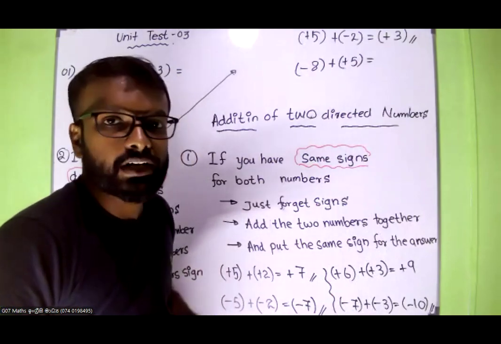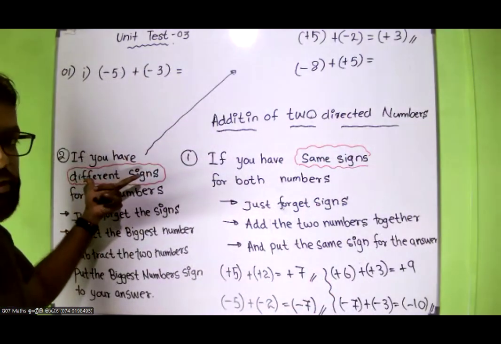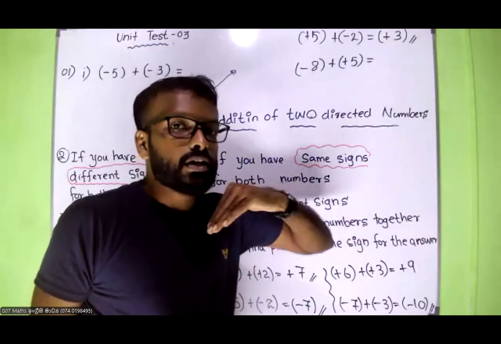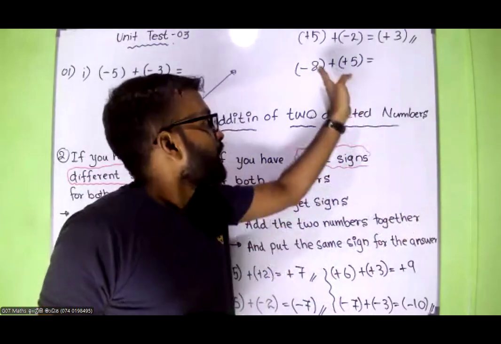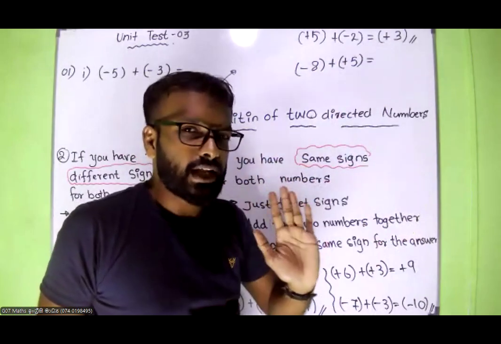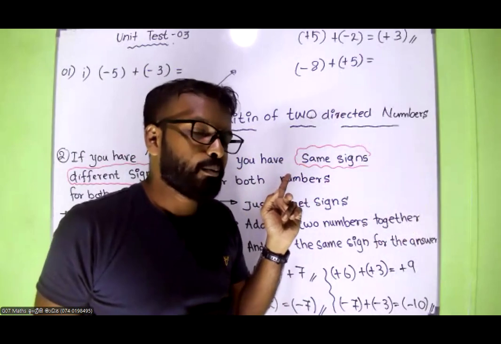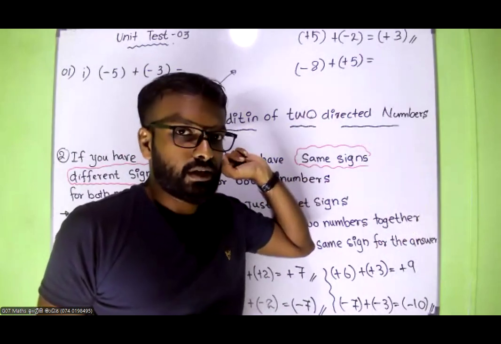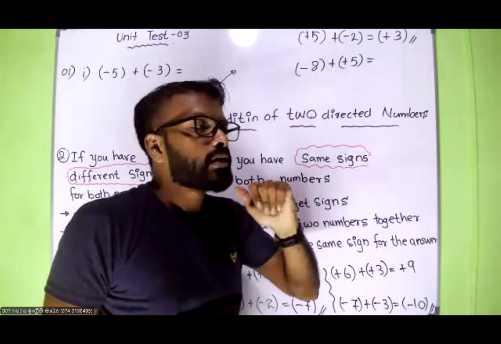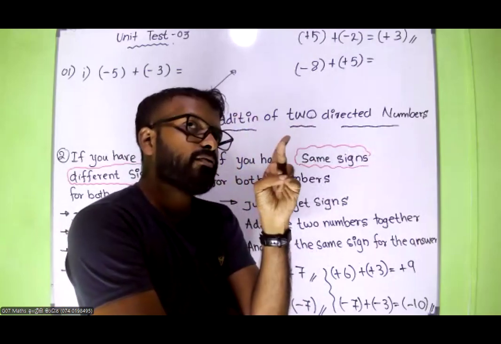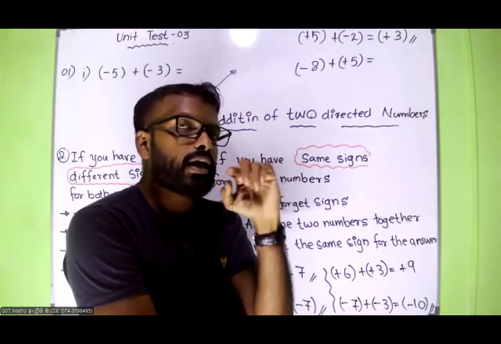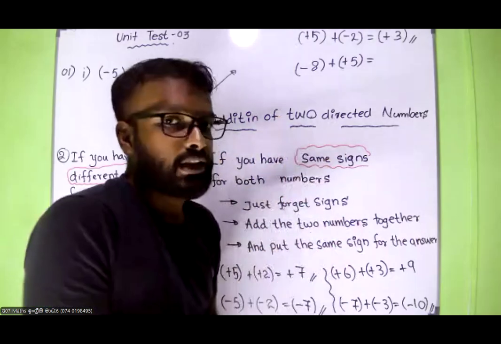Again, you have two different signs. What are the steps that you have to follow? Just forget the signs. Now you have 8 and 5. What is the biggest number? 8 is the biggest number. Then get the subtraction. 8 minus 5, it is again 3.